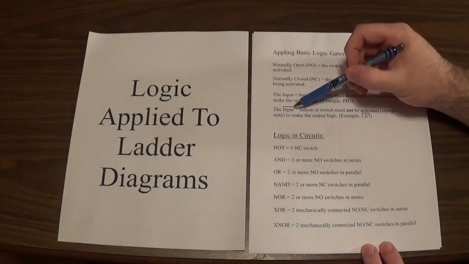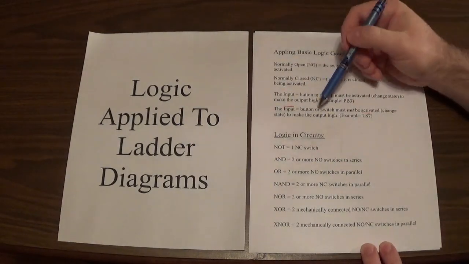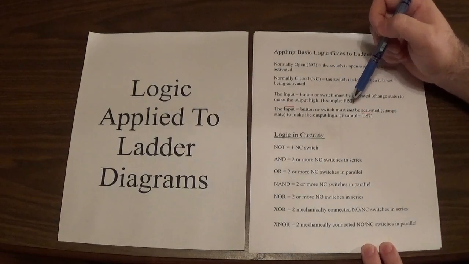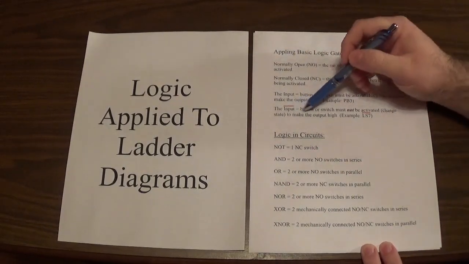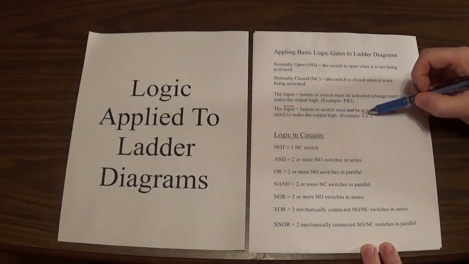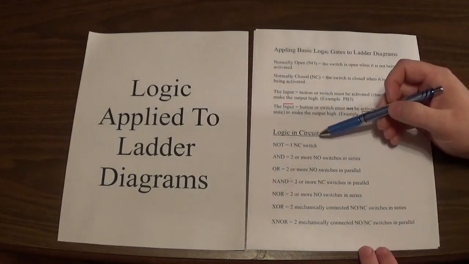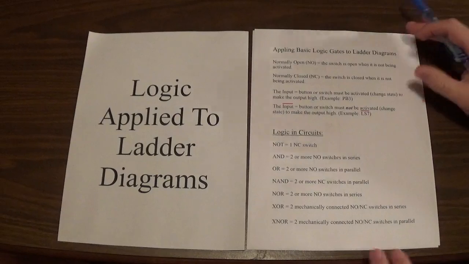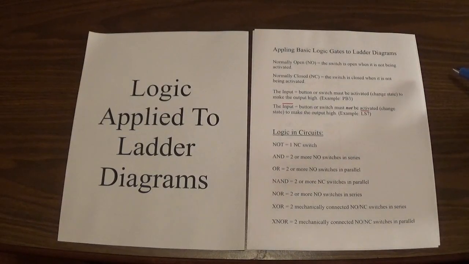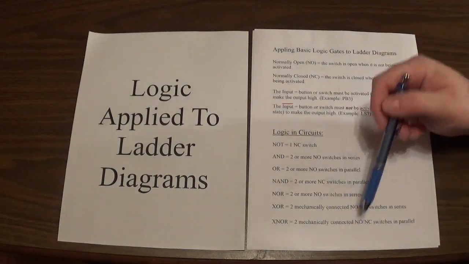If we have the input inverted, remember we represent an invert with our line over the top, that means that the button or switch must not be activated in order for the output to be high. So in this example I have LS7 not. That means it's a normally closed limit switch. Okay? So here we have the basic rules for applying our logic to switches. We're going to look at actual examples of these in a minute, but I just want to go through these to give you an idea of what we're going to be looking at.